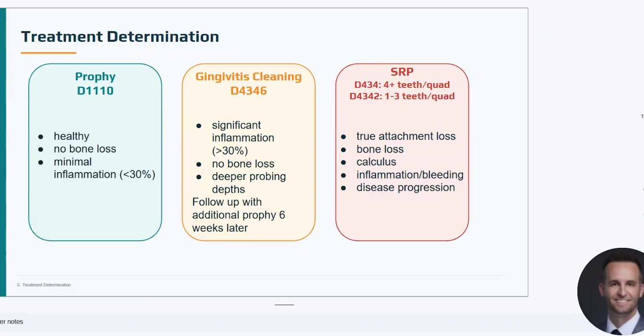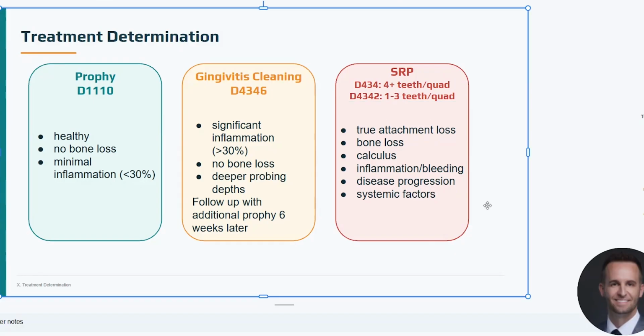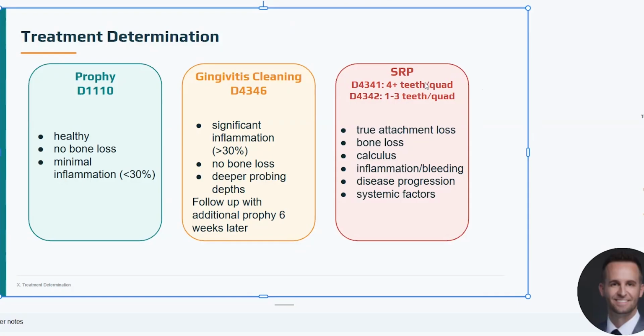And then finally, scaling and root planing. There's going to be true and obvious attachment loss, bone loss visible on the x-rays. There's going to be lots of calculus, inflammation and bleeding, disease progression. There's probably going to be some systemic factors such as diabetes, environmental factors such as smoking. And then we just have to determine, are we doing a D4341, which is 4+ teeth?